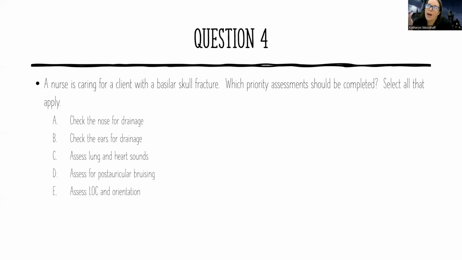I know that they have bruising around their eye. I think it's called raccoon eyes. And they have bruising somewhere else, I think somewhere around the ear. Was it the Battle sign? That sounds right. Next, assess level of consciousness and orientation. That also sounds like something that's important. They've had a skull fracture, so they could have changes to their neurological system. So I would think that would be a priority. So far, I like everything but assess lung and heart sounds for priorities.